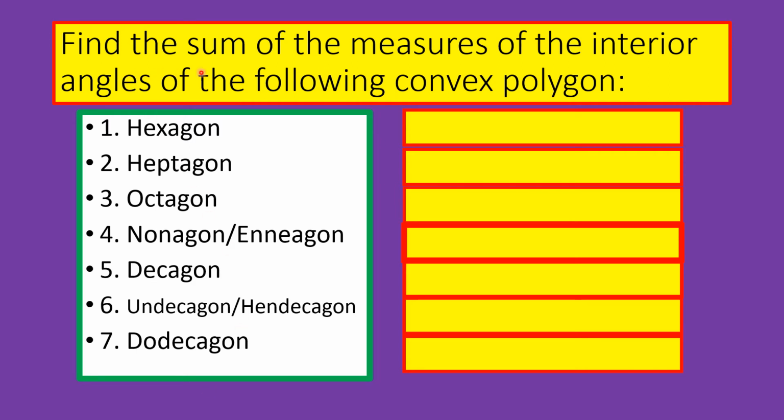We need to find the sum of the measures of the interior angles of the following convex polygon. So a hexagon, how many sides are there for a hexagon? So we have 6. Heptagon, we have 7. Octagon, we have 8. Nonagon or enneagon, we have 9 sides. Decagon, we have 10 sides. And undecagon or hendecagon, we have 11 sides. And dodecagon, we have 12 sides. I am giving you 2 minutes to answer the following problem.